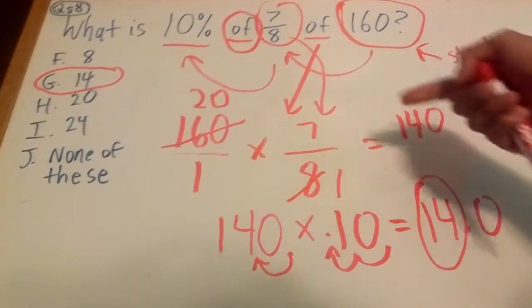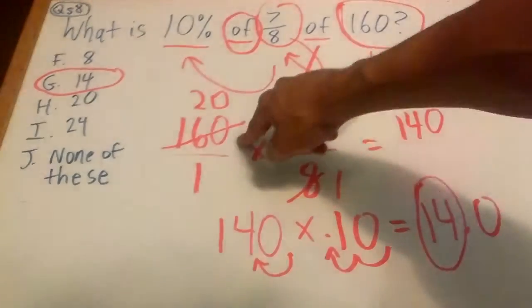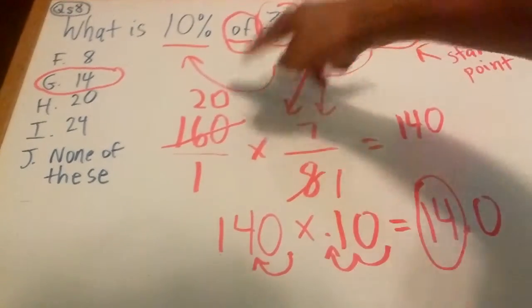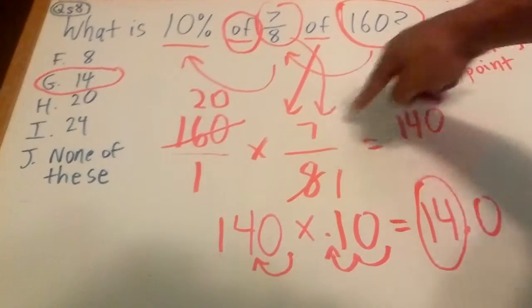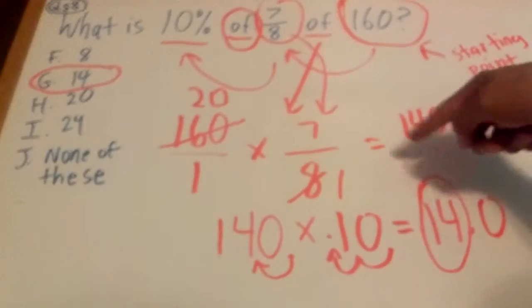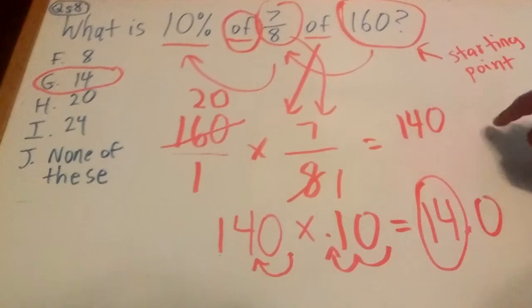We got this 8, and we asked ourselves how many 8s are in 8. Of course, it's just 1. And then the same thing here. How many 8s are in 160? Which left us with 20. And then we just multiplied across with our simpler numbers. 20 times 7 gave us 140. 1 times 1 gave us 1, and 140 over 1 is the same thing as 140, so you erased the denominator and just kept 140.